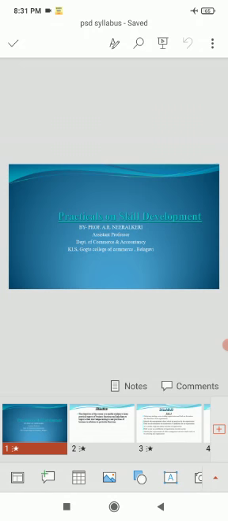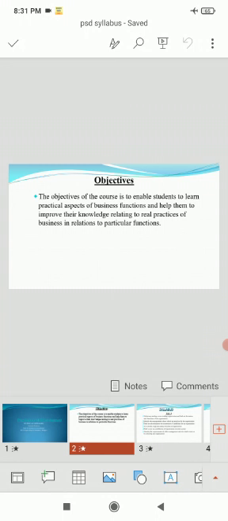Next, we can see the objectives of the course. The objective of the course is to enable the students to learn the practical aspects of the business functions. That means every student is to learn the practical things of the business functions. Another important objective is to improve their knowledge relating to the real practices of the business in relation to particular functions. These are the important objectives of the Practical on Skill Development.